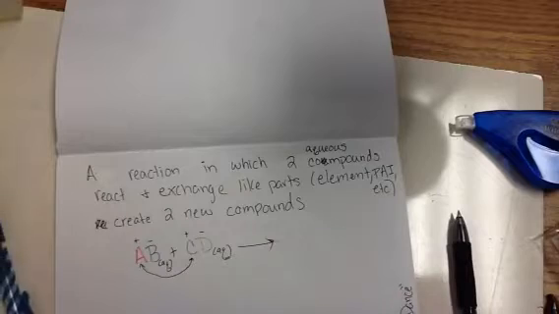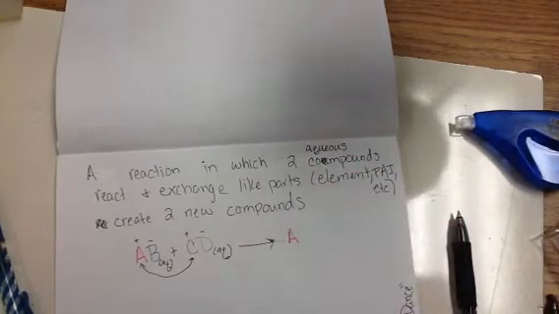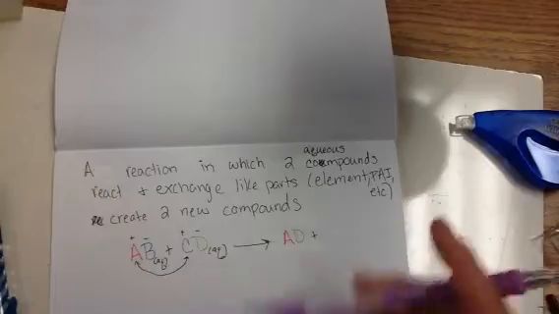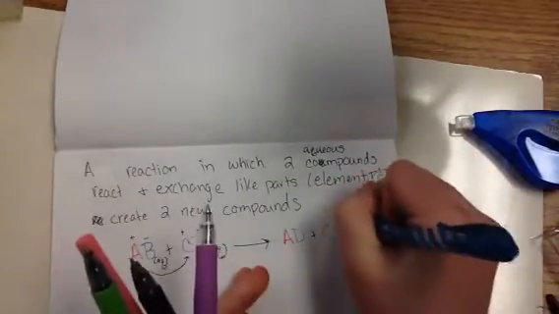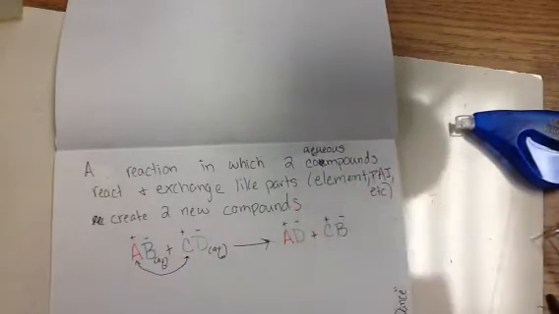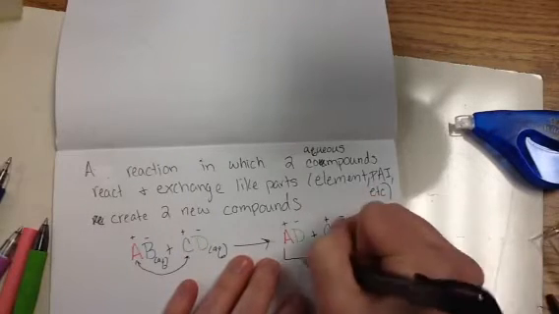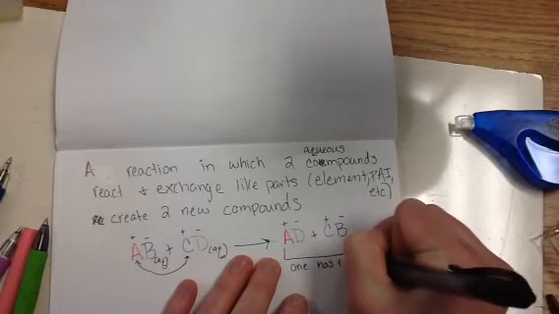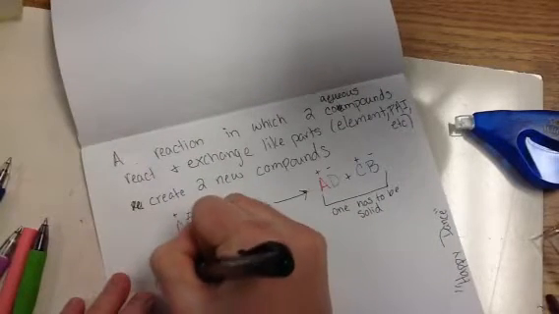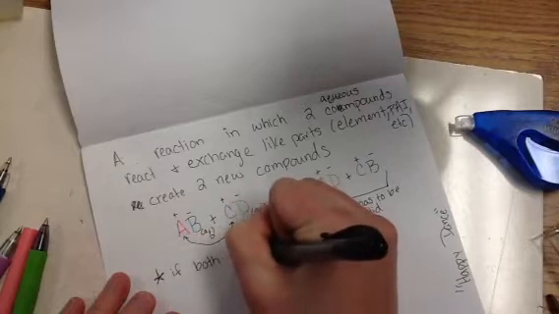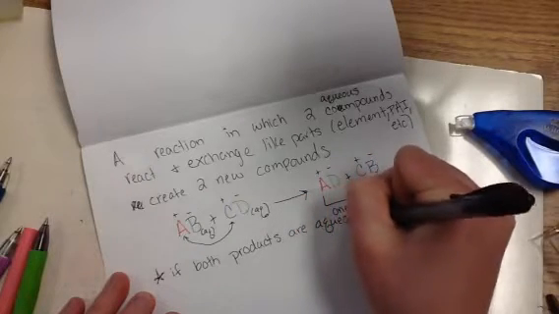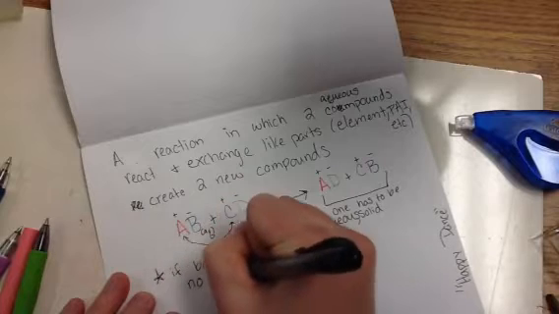So therefore, we end up with compound AD plus compound CB. So they just switched places. So A's are positive, C's are positive, D's are negative, B's are negative. One of these has to be a solid. One of them has to be a solid. If both products are aqueous, oh wow, then no reaction occurred.